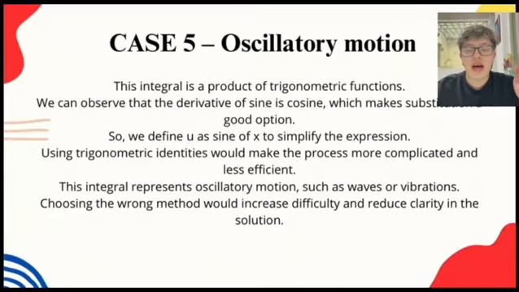We can observe that the derivative of sine is cosine, which makes substitution a good option. This is a key observation because identifying this relationship allows us to reduce the complexity of the integral in a more direct way. So recognizing this pattern is very important in engineering, where efficiency and precision are essential.